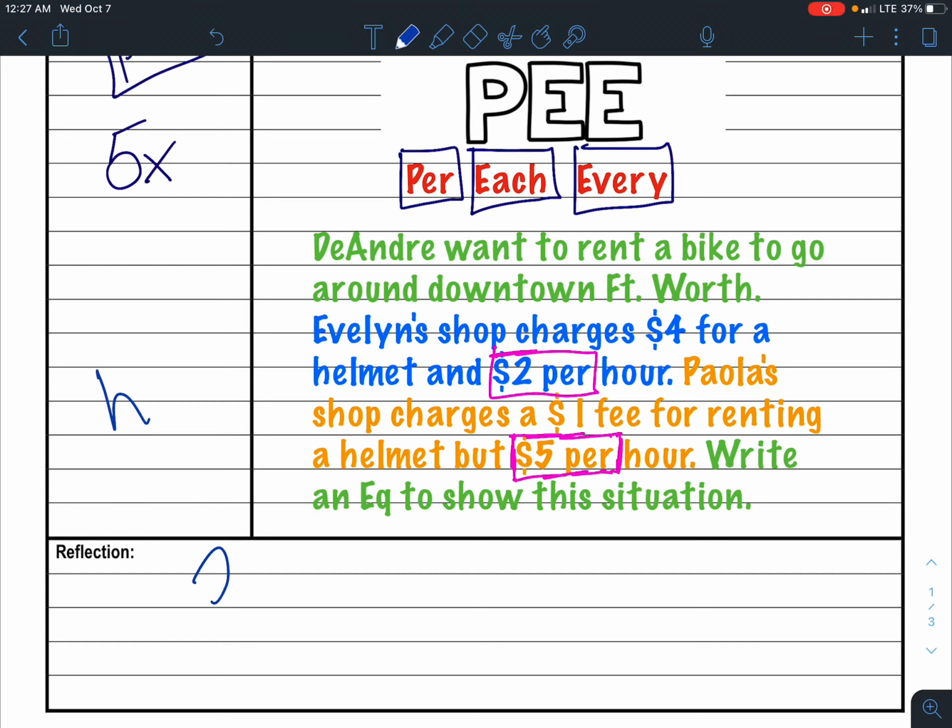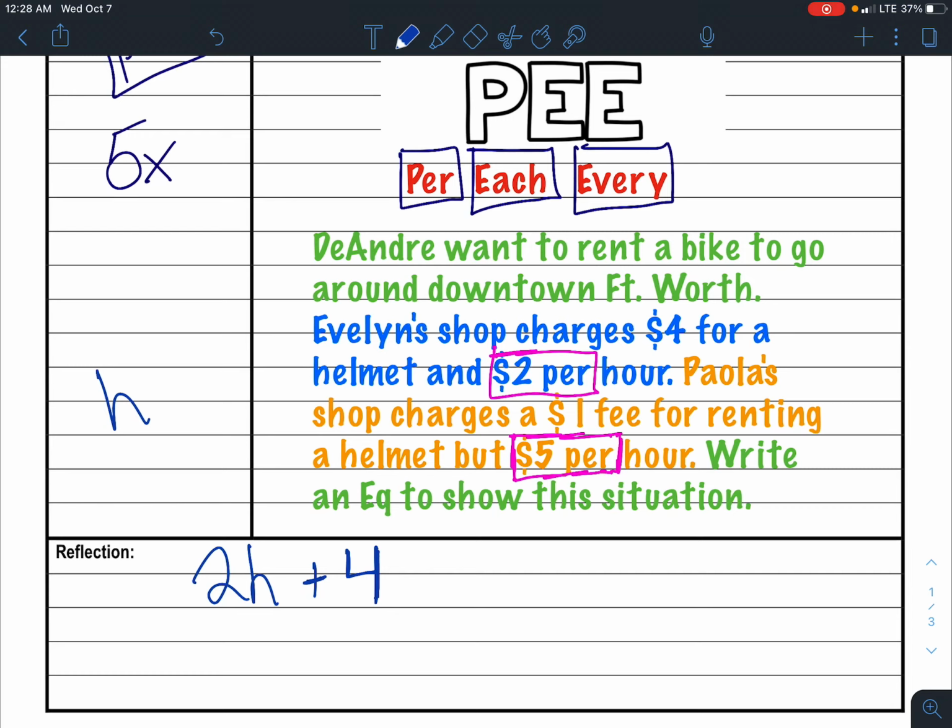So we have 2h. Now, in addition to that, every hour, he has to pay an additional $2. He has to pay a one-time fee of $4. So we're going to say plus 4. So that's important. That's one of the other terms I'm going to use is one-time fee. So if DeAndre is riding his bike for 1 hour, it costs him $4 to rent just the helmet part that he has to pay.